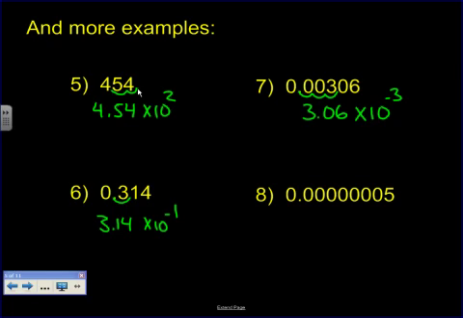And again, in number 8, we're going to move many spaces to the right. 1, 2, 3, 4, 5, 6, 7, 8. Remember, we got to get that 5 to the left. So 5 times 10 to the 8th. You'll notice there's no 0.0 because that wouldn't accurately reflect the precision that we've got going on in that particular number.